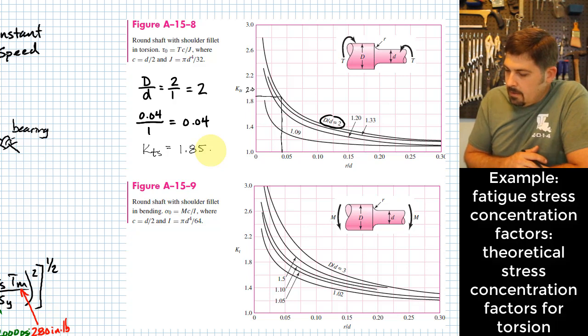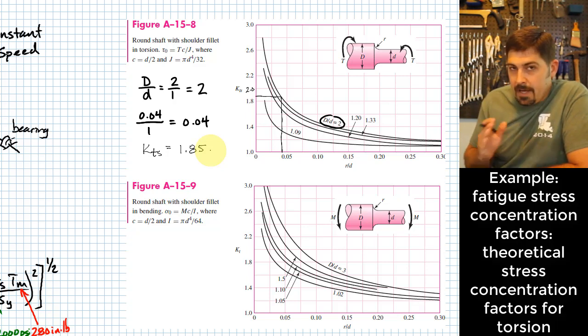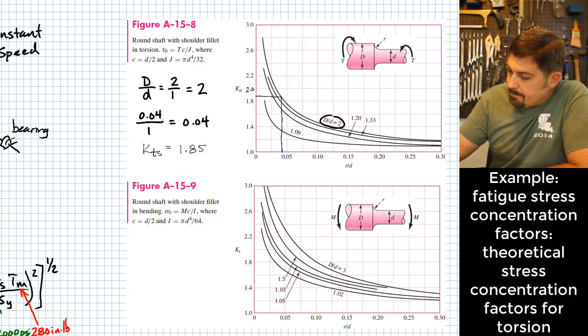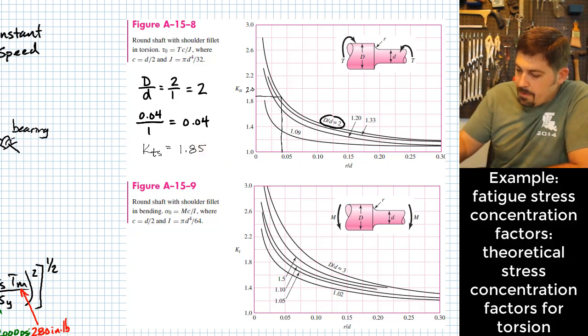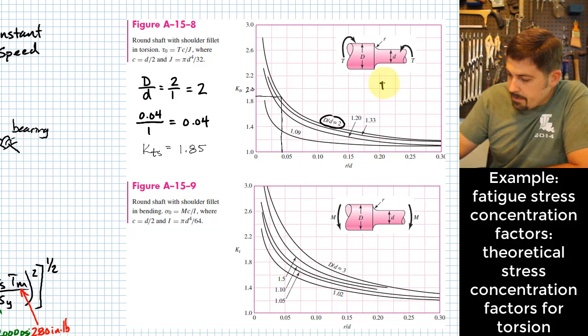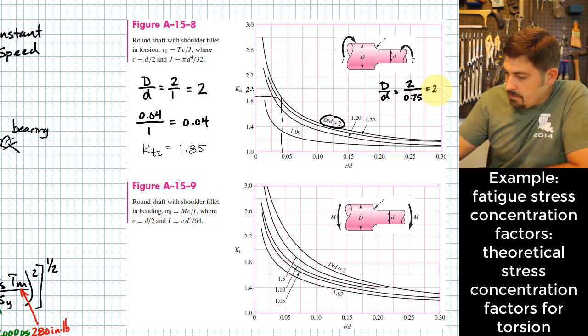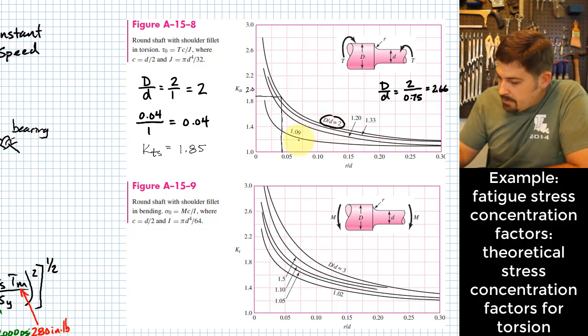Okay. So now the next question is, what about the one that's to the other side? Well, for the one to the other side, we end up with a D over d. I'll just write it over here. D over d ends up being 2 over 0.75. And that ends up giving us a value of 2.66. And that actually goes outside of these curves that we have available to us on this chart.